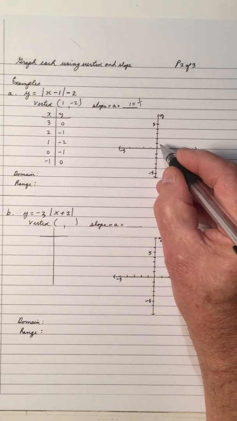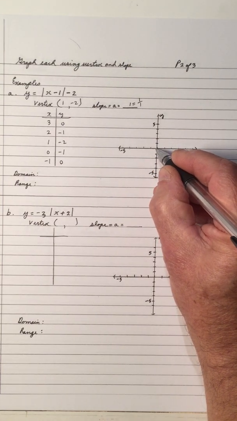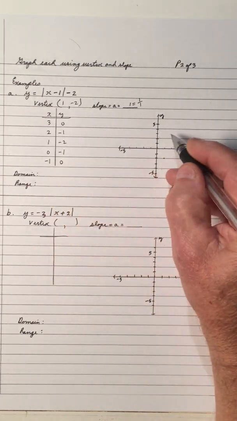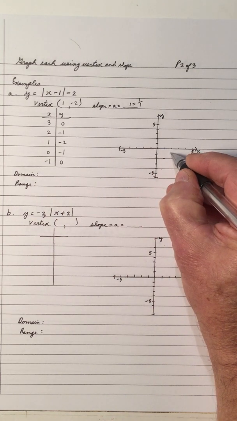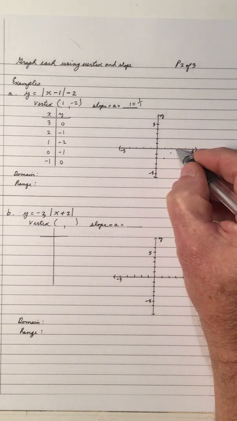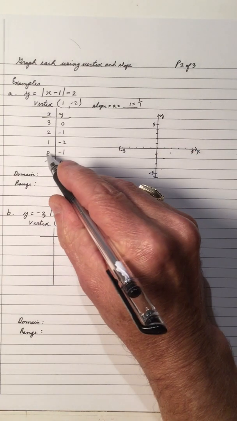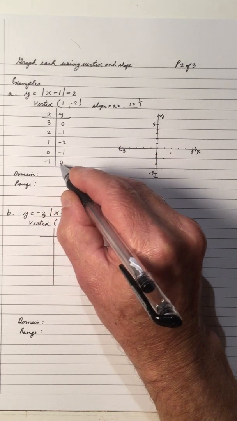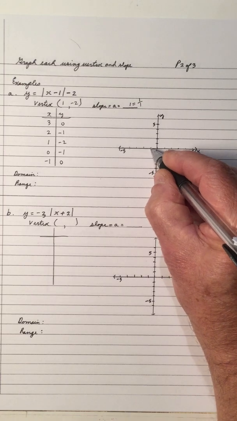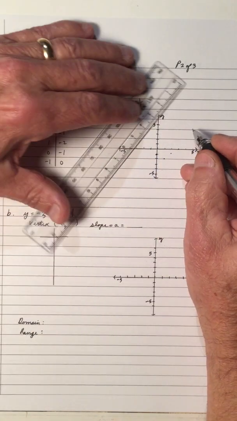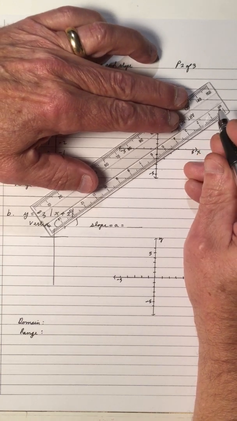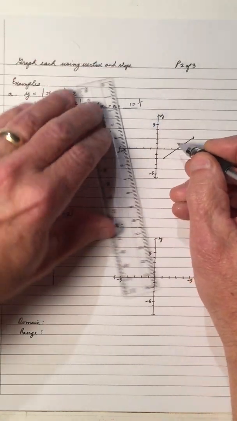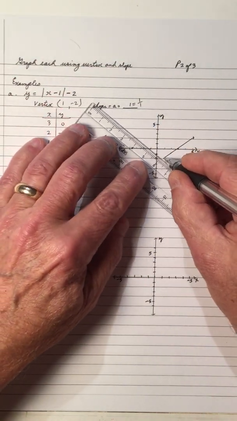And let's plot those. Let's plot the vertex first. 1, negative 2, right there. 2, negative 1. 3, 0. Right there. 0, negative 1. And x is negative 1, y is 0. And we'll use a ruler to line up the points better. And there we go.